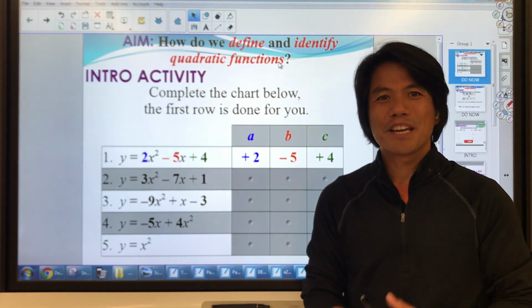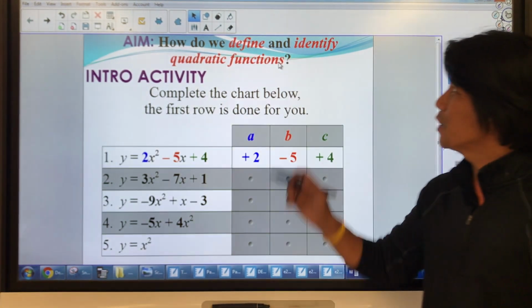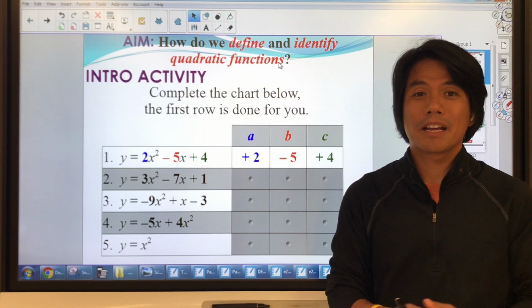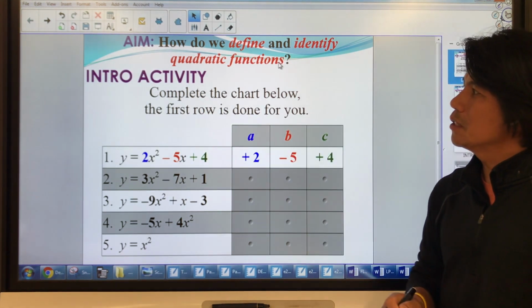Hello everyone, my name is Mr. M. Today we are going to define and identify quadratic function. Let's go straight to the intro activity.